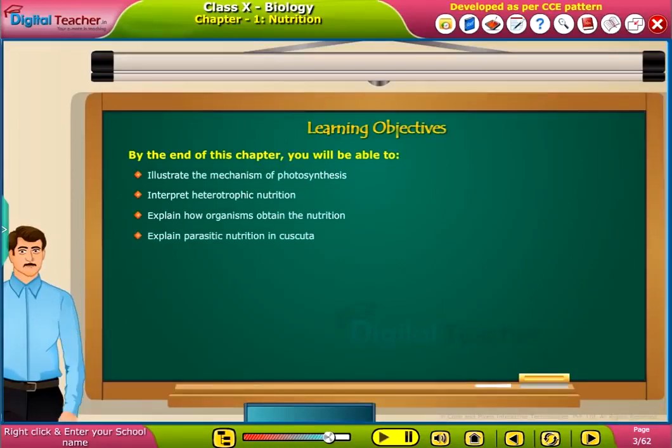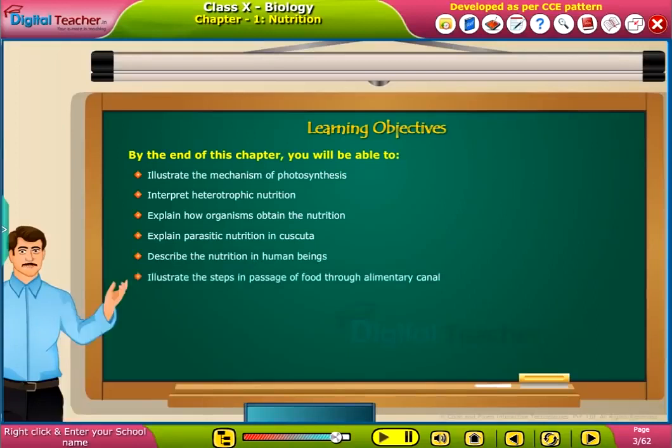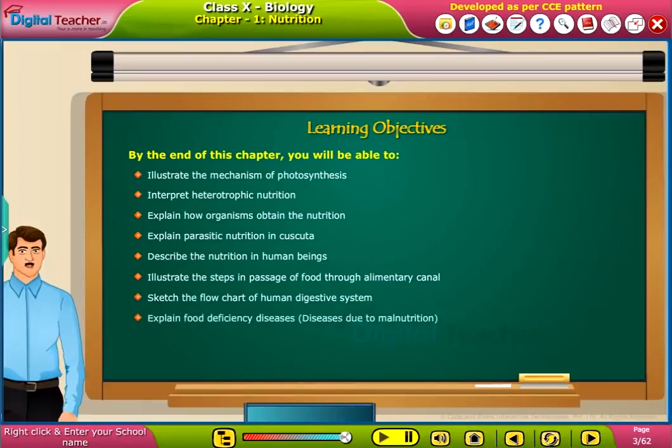Explain parasitic nutrition in Cuscuta. Describe the nutrition in human beings. Illustrate the steps in passage of food through alimentary canal. Sketch the flowchart of human digestive system. Explain food deficiency diseases due to malnutrition. Explain vitamin deficiency diseases.